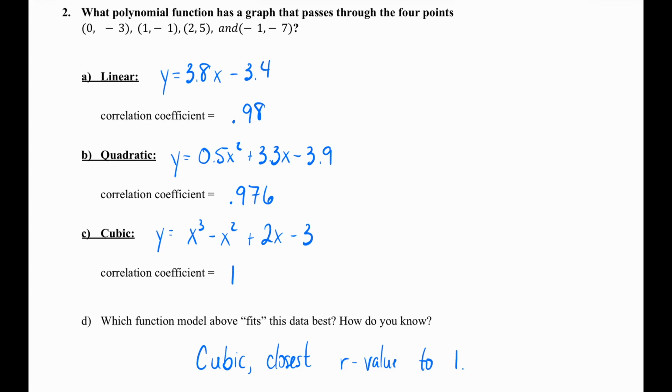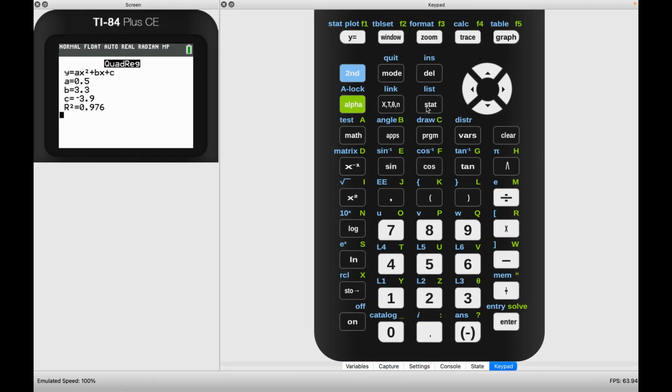It would round up to 0.98 if I was rounding to the nearest hundredth, but just because the linear regression was 0.98, I'm going to go ahead and leave it as 0.976 to make sure that I know that the linear regression right now has a closer to 1 correlation coefficient. And then the last thing, do a cubic regression. So hit the Stat button, go to the right, and go to a cubic regression.